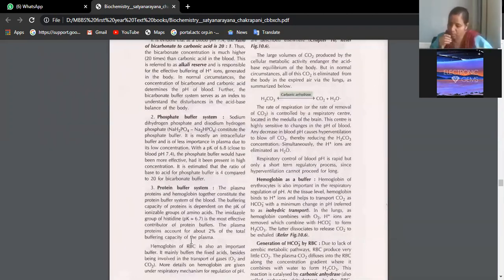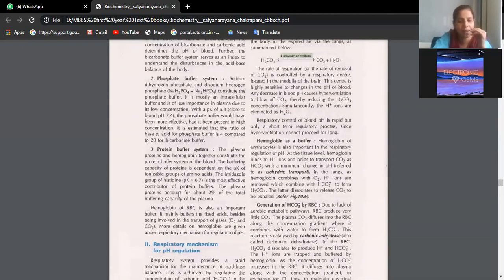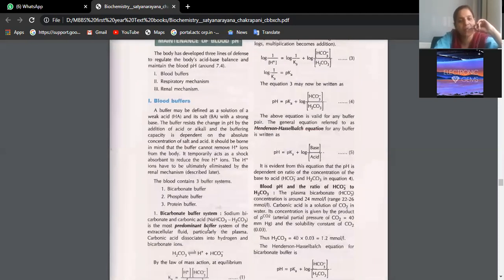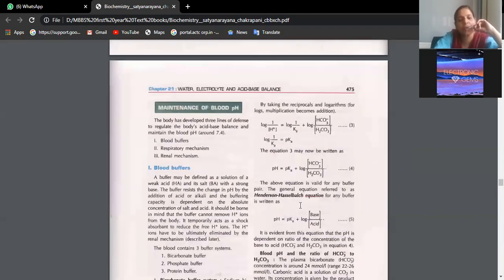So I hope you remember inside the plasma we have plasma proteins like albumin, globulin, prothrombin, fibrinogen. All those also act as buffers to neutralize the acidity or alkalinity, if it is increased. Finally, the pH is always maintained at 7.4. So that is the protein buffer system. So if blood buffer is asked, then you have to talk about all this.